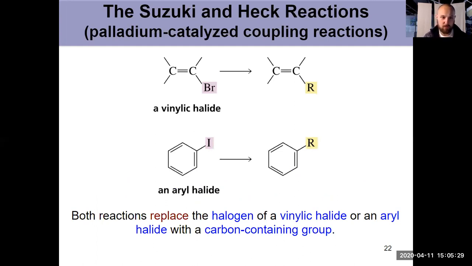Both are substitution reactions catalyzed by palladium. Okay, and what they do is they take either a vinylic halide or an aryl halide and replace the halogen, right, with something containing carbon. Notice the halogen, bromide or iodide on this side, is replaced by R. So we're forming another alkyl group, right? Putting another carbon-containing group on there in place of the halogen. But the key thing for both of these reactions specifically is they do have to originate from vinylic or aryl halides. Okay, we can't just use any type of alkyl bromide for the Suzuki or the Heck reaction.